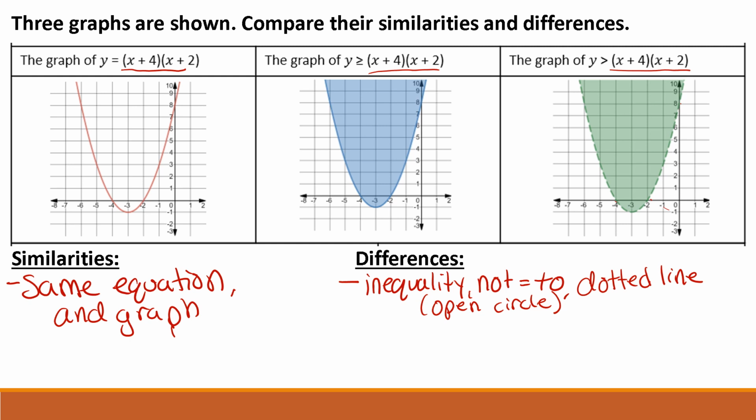Just the difference is that, like, this first one's an equal to. The second one is a greater than or equal to, and then the third one is just a greater than. So that's one of our differences, is that they have different inequalities.